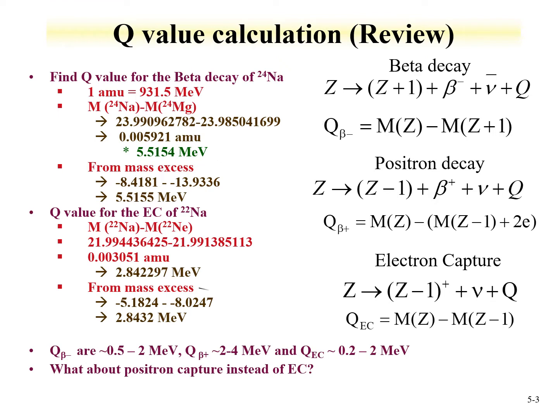We can also do the same thing for electron capture of sodium-22. And if we see here the electron capture, it's just, again, the difference between the parent and the daughter. And we see that here. And then for positron decay, which we're not going to give an example of, but we've given an example earlier for the Q value, we need to include 2 electron masses.